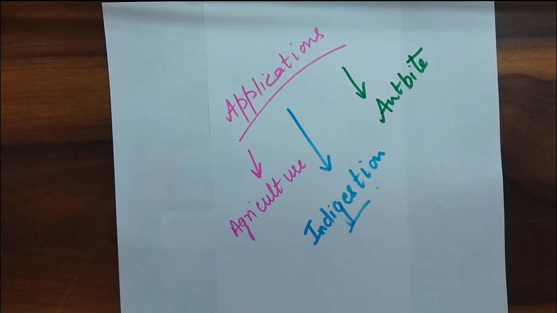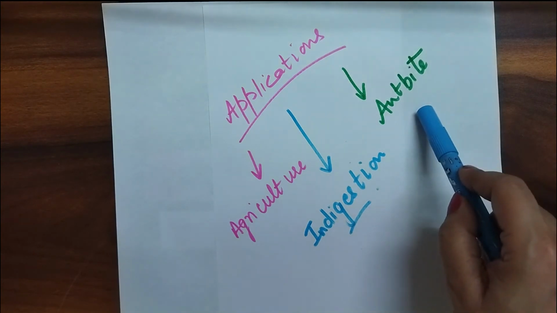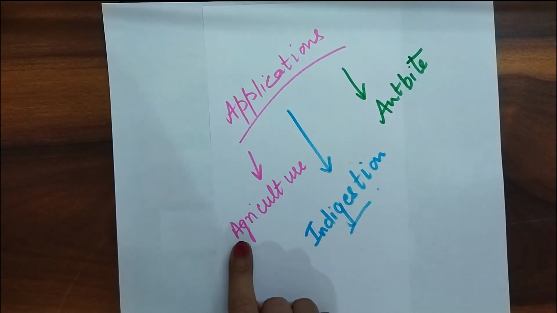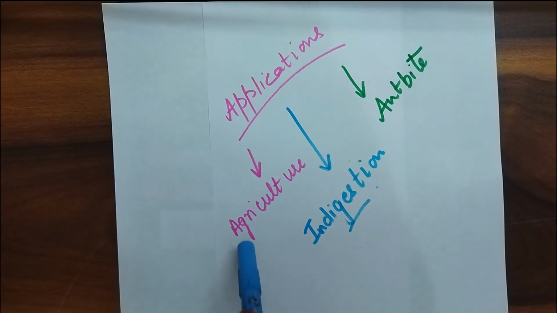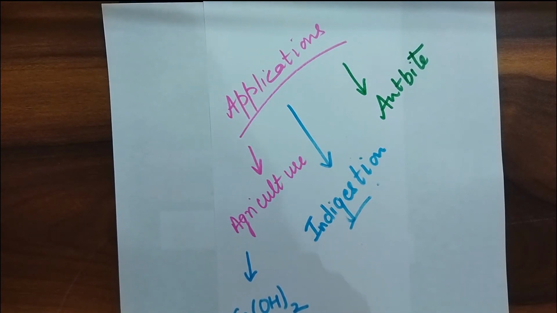Now coming to the last topic, that is applications. There are many applications of neutralization reaction in our daily life. One such example is agriculture, then indigestion, and then ant bite. There are a few others also. For example, in agriculture, sometimes due to acid rain or due to excessive use of fertilizer, the soil becomes acidic in nature. So farmers can reduce the acidity of the soil by adding calcium hydroxide, which is a base. So the acidic content of the soil gets neutralized with this base and the crops get saved from being destroyed.